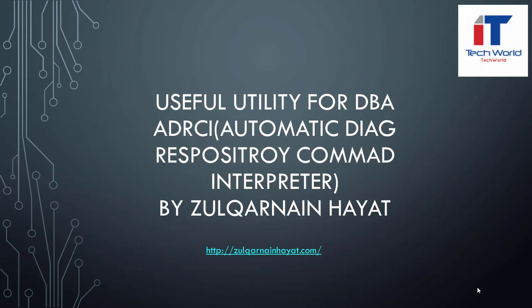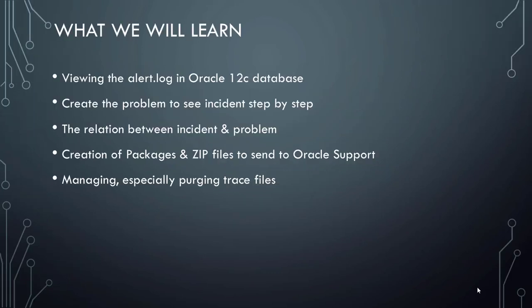So in this chapter, this is our agenda. What we will learn: viewing the alert log, runtime alert log in Oracle 12c database, and second, create a problem to see the incident step by step. So we will create one problem, and we will see how to get the log file, runtime log file, Oracle trace files and Oracle errors, and then we will also explain what is the difference between problem and incident.